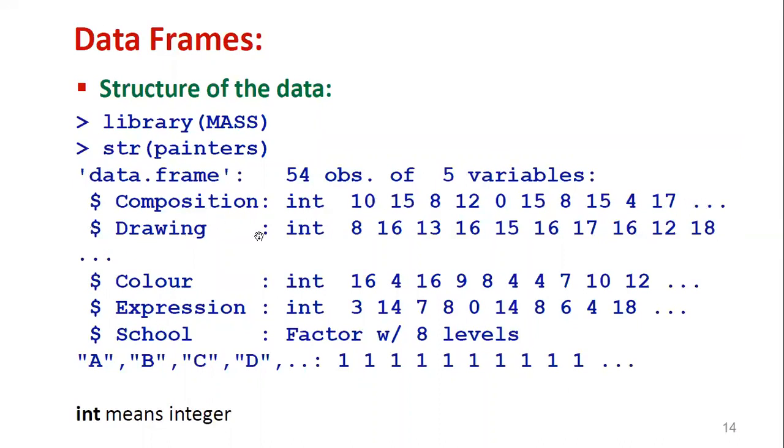Then the second one, drawing. What is its type? Integer, with its values. Then color. What is its type? Integer. Then the values. Then expression. What is its type? Integer, with its values. Then school is a factor. How many levels does it have? 8 levels, A to H, with the values A, B, C, D. The levels by default are numbered from 1. So here int means integer.